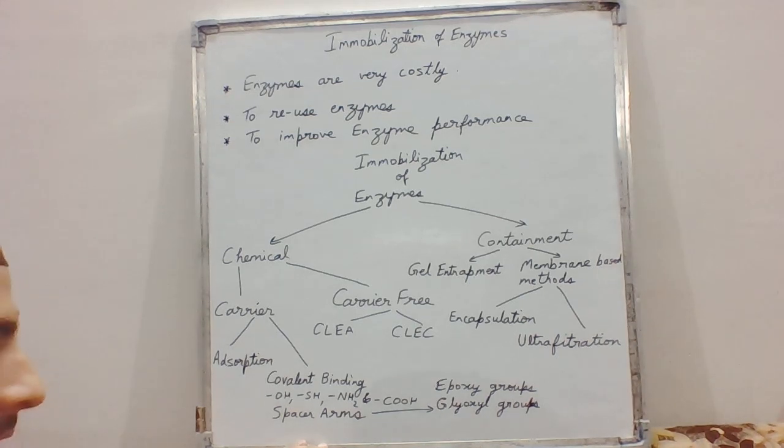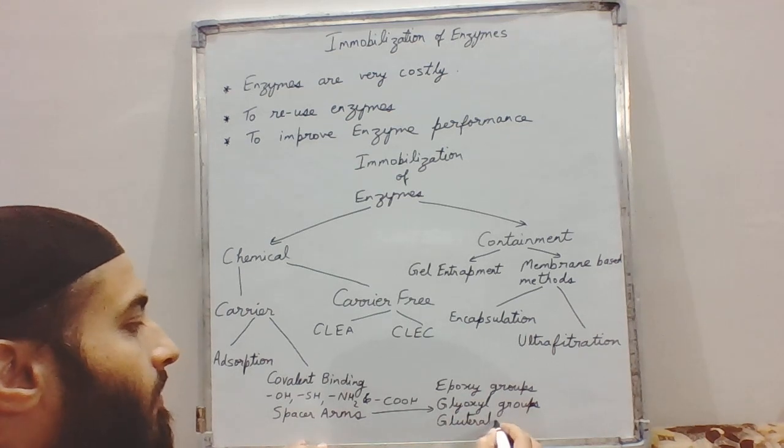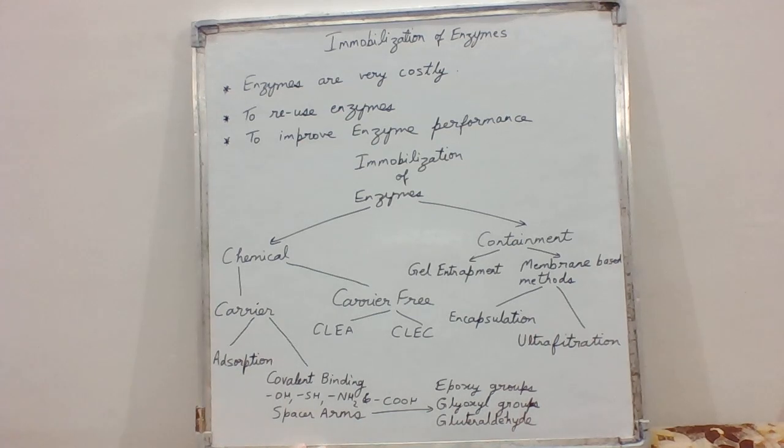And glutaraldehyde. These are commonly used groups. There are many, and whatever groups we can find that are bifunctional can be used, and they should have a considerable length, not too much, not too small. Too much length will not favor multi-point attachment, multi-point covalent bonding.